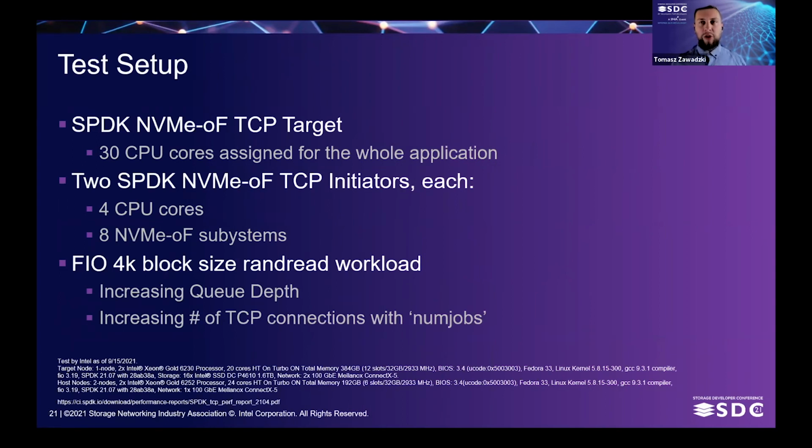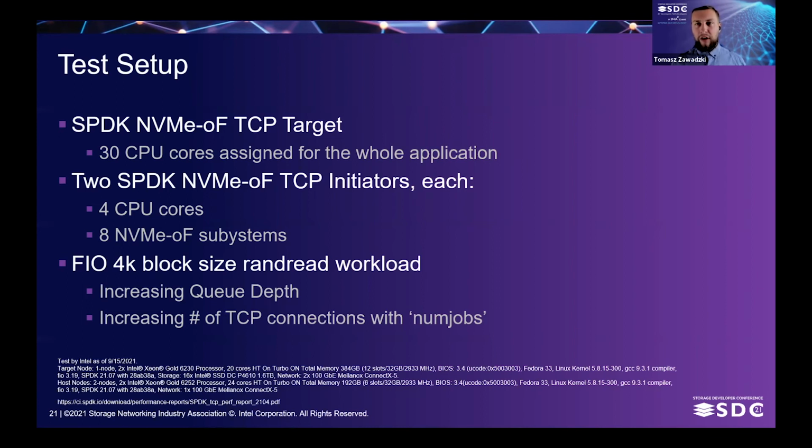SPDK project publishes quarterly performance reports for key components. The following results are performed in similar fashion to the SPDK NVMe-oF TCP report, specifically test case 4, which measures NVMe-oF performance with increasing number of connections. In this case, the NVMe-oF TCP target, one SPDK thread is present in each core, and 30 CPU cores were assigned for the whole application. This is the number always used by the static scheduler and the maximum the dynamic scheduler can use.